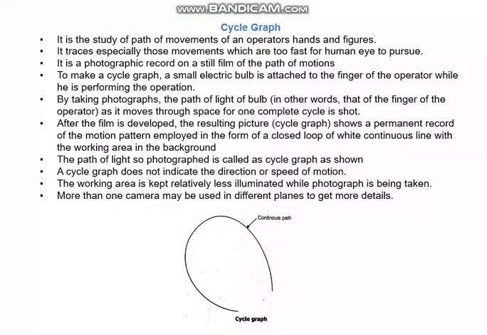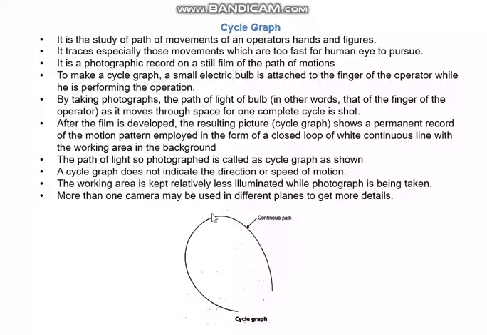Now let us discuss the cycle graph first. We employ it for studying the movements of an operator's hands, the path of the movement of the operator's hands and fingers. There's a spelling mistake here. See, a person's hands, how they are moving. This graph traces the movements which are too fast for the human eye.